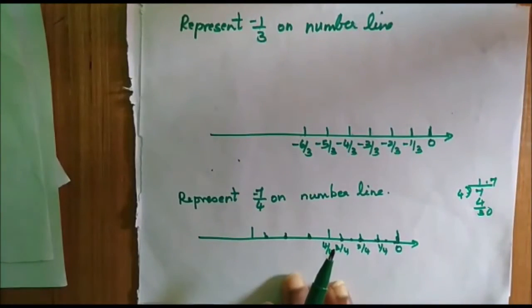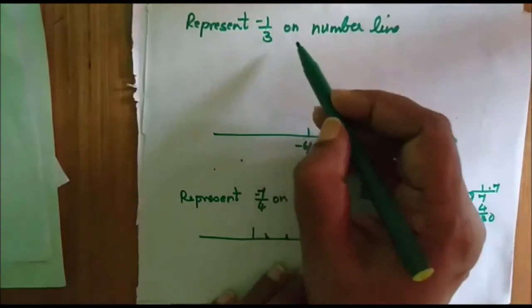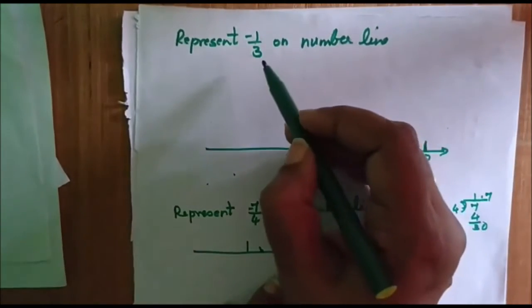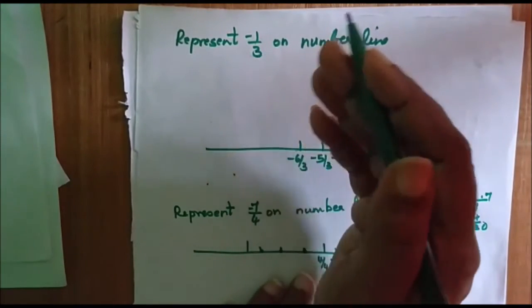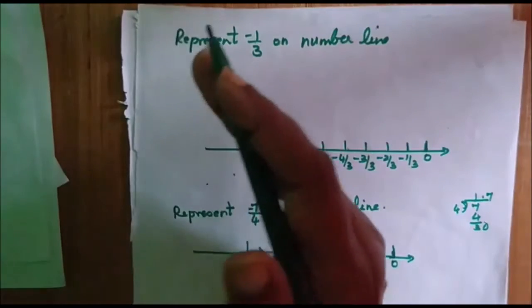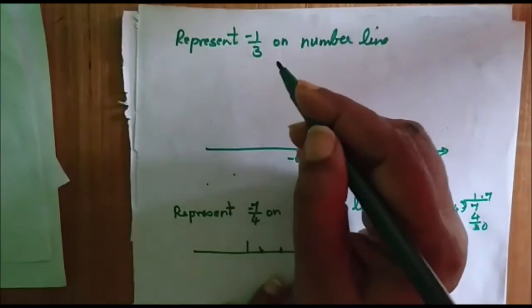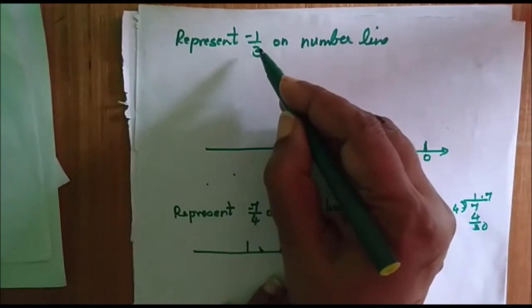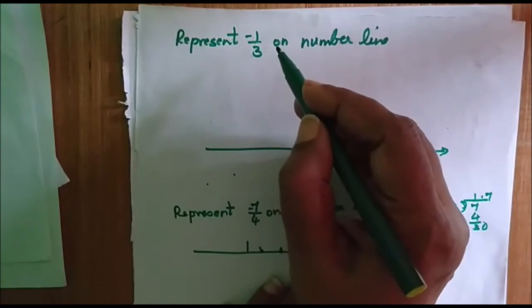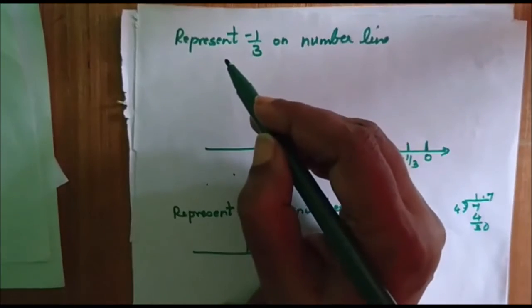Okay, now you have to represent minus 1 by 3 on the number line. What is minus 1 by 3? This comes to the left hand side of 0, isn't it? Minus. And one more thing is, minus 1 by 3 lies between 0 and minus 1.